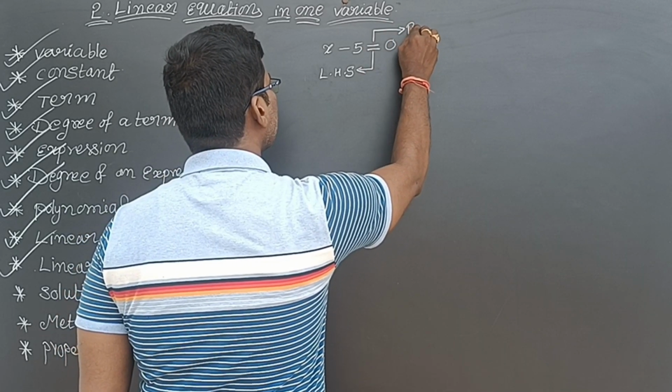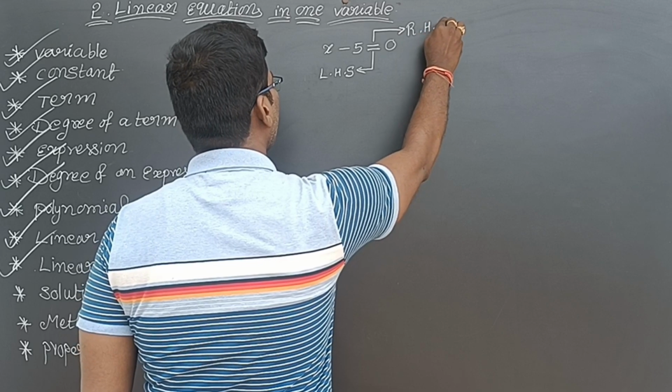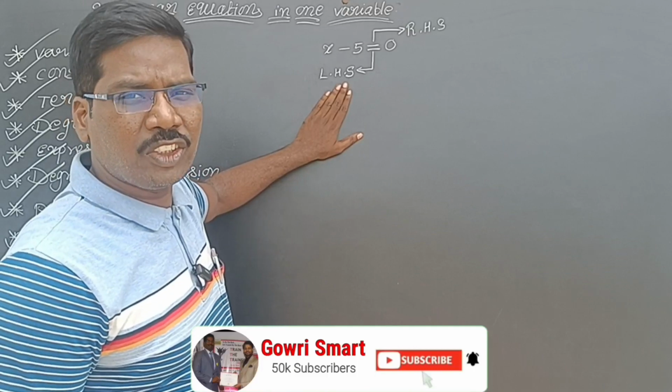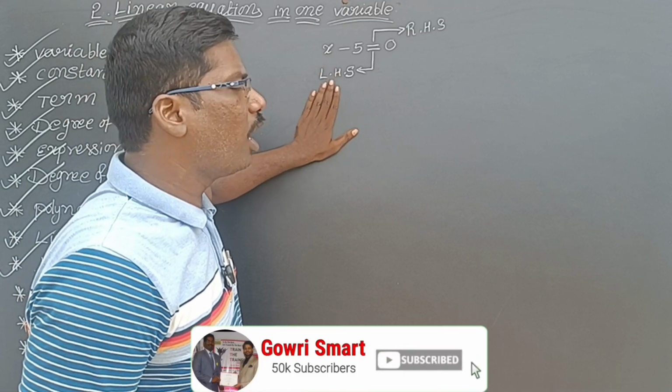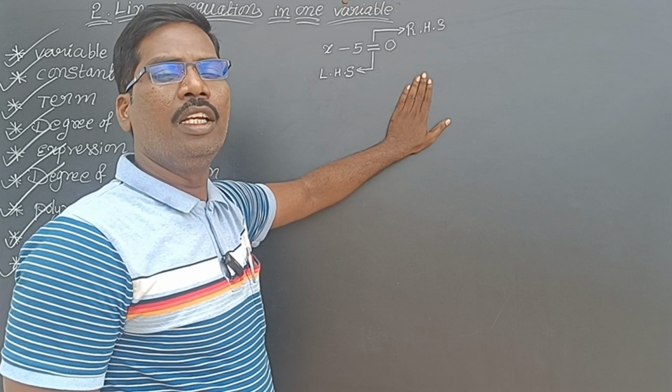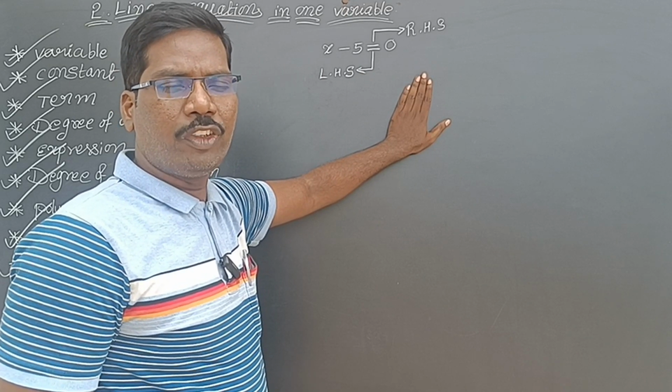What is the right side? That is the right-hand side. Right-hand side means the equation is satisfied: whatever answer you get on the left side, you should get the same answer on the right side. Then it will be satisfied.